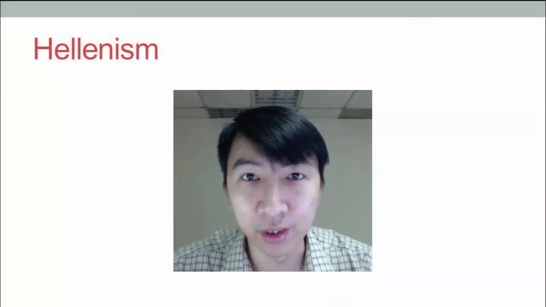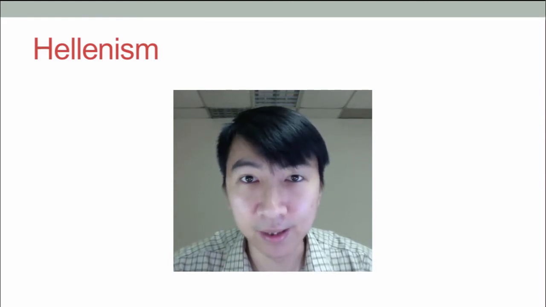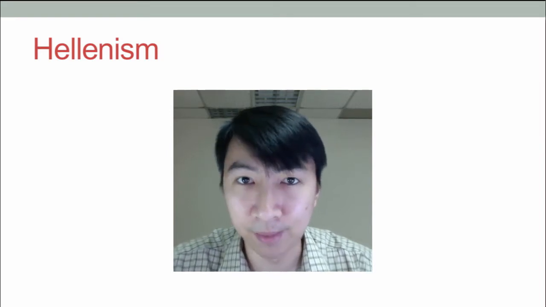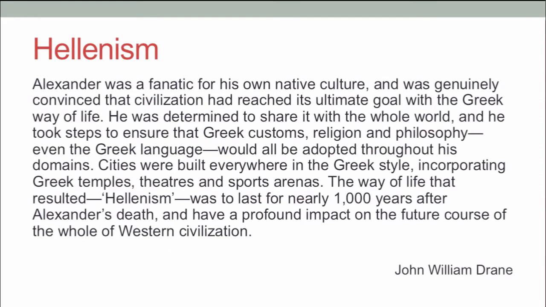Now, Alexander built a vast empire, one of the largest, and in order to maintain this vast empire, Alexander introduced the Greek way of life to his entire empire, and so we call it Hellenism. And this is what John William Drane explained about Hellenism. Let me read it for you.